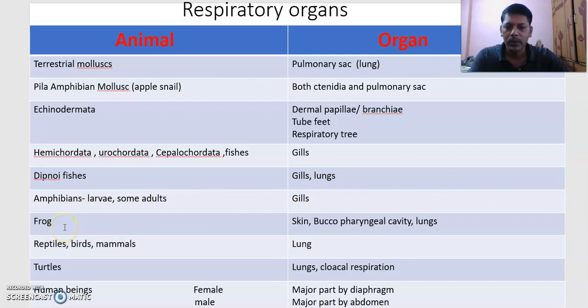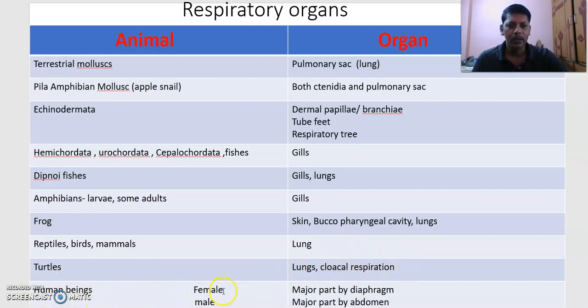Next one, frogs. In frogs, respiration takes place through skin, cutaneous respiration, buccopharyngeal respiration, as well as lungs. Respiration through lungs is called pulmonary respiration. And next one, reptiles, birds, and mammals, respiratory organs are lungs. Turtles, respiration through lungs as well as cloacal respiration occurs here.